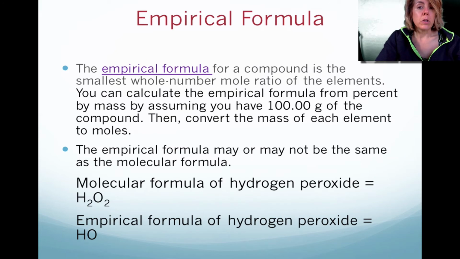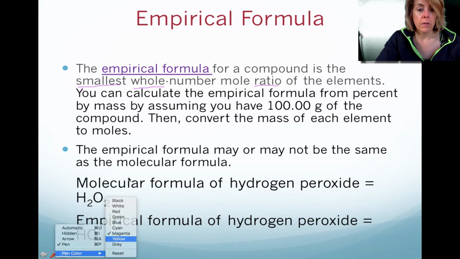Okay, this is something new. This is called empirical formula. So empirical formula is what we call the smallest whole number ratio. So notice that it has to be a whole number ratio. And this goes back to Dalton's atomic theory. So by doing it, you can assume that there's 100 grams of a compound and you're going to convert the mass of each element to moles. So empirical formula, please remember, it is not necessarily the same as the molecular formula. So molecular formula could be totally different.